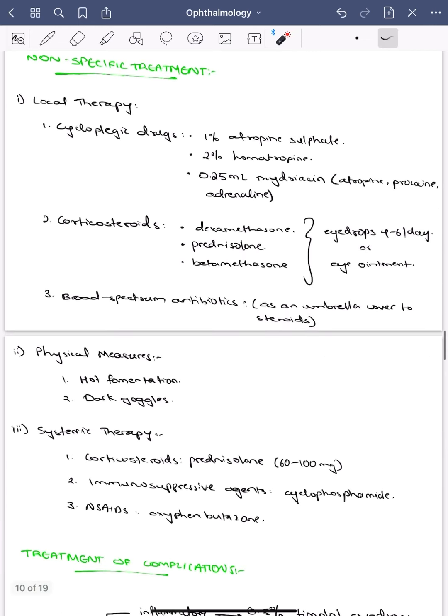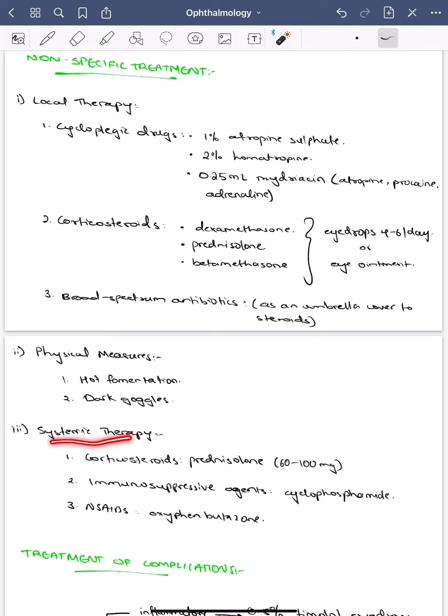Next, we have physical measures, which is basically hot fermentation and use of dark goggles. Now, teachers may ask you, how is hot fermentation done? So we tell the patient to boil some water and add some salt to it. We take a warm clean towel, we dip it in the hot water, we rinse out the water, and we press it against the eye. So this is hot fermentation. So remember, salt must be added to the boiling water, a pinch of salt. Now these are the physical measures.